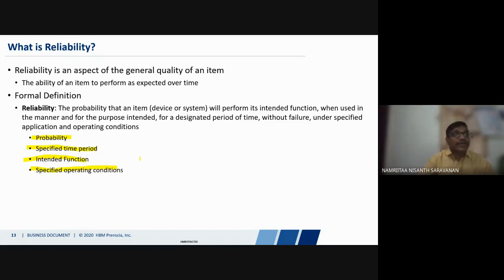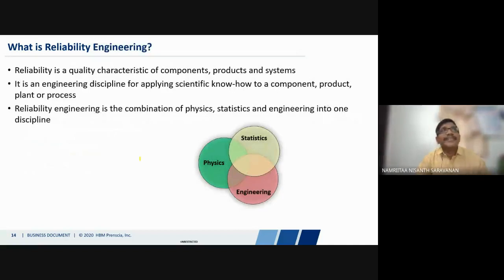Okay. So one equipment may have multiple functions. There is no problem. But when we talk about one single item, the probability, specified time period, specific operating conditions, and the intended function are important. Right. So coming to that, as an engineering subject, say reliability, most of the time it is dealt with in statistics. Since I said that mathematics is governing our life. So without mathematics, there is no real life. So everything in our life is governed by mathematics.